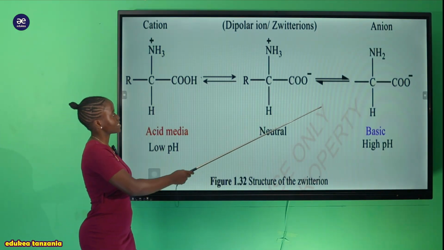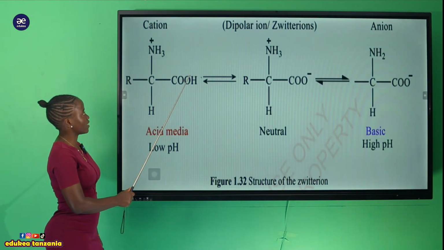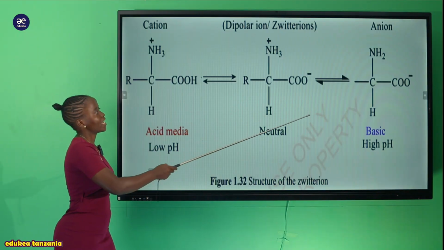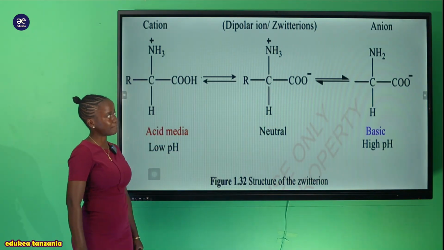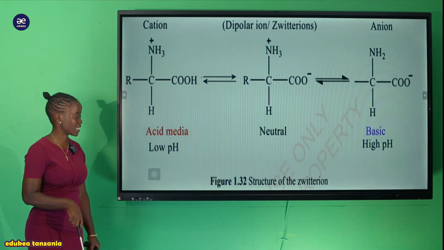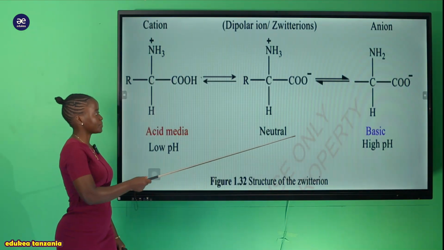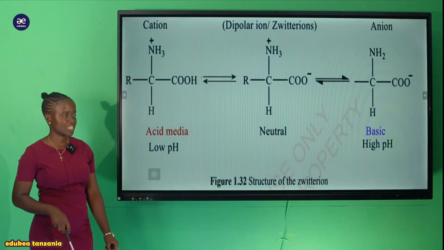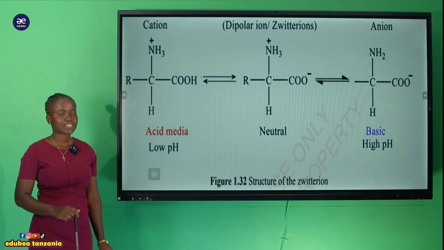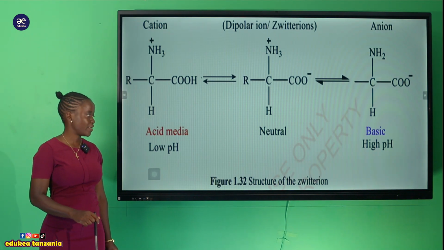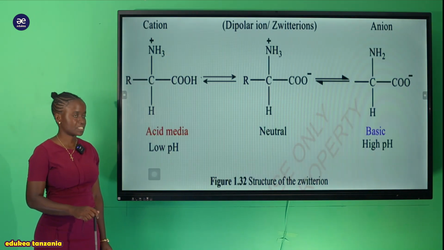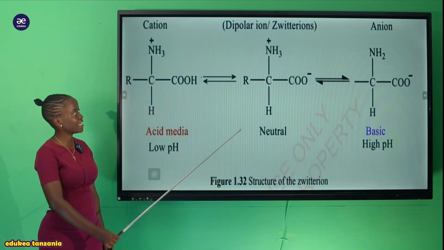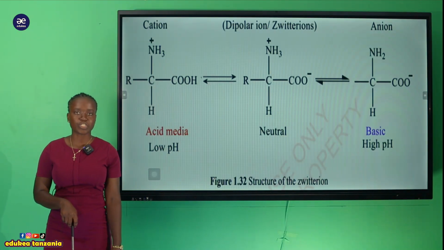But in the basic media, the hydrogen atom from the carboxyl group is lost and goes to the amino group. So you can see this is due to the presence of a basic medium, and this is due to the presence of an acidic medium. That is how the zwitterion structure is formed. Ikiwa ni acidic inakuwaje, as I have explained, na ikiwa kwenye basic condition inakuwaje.